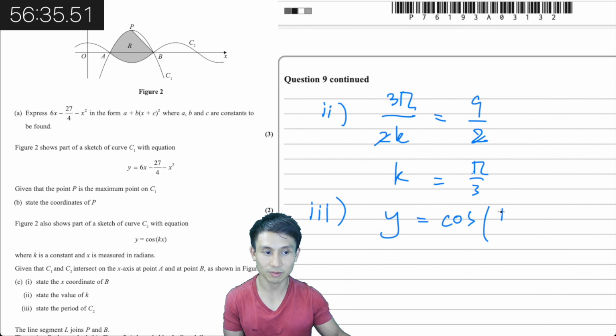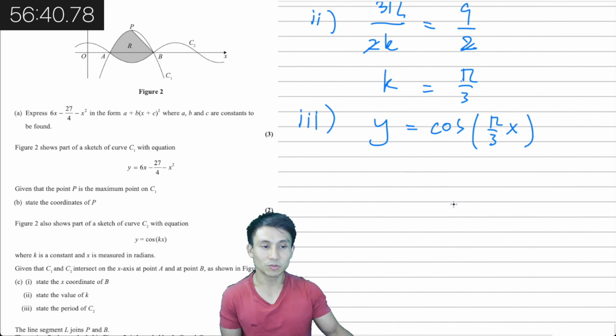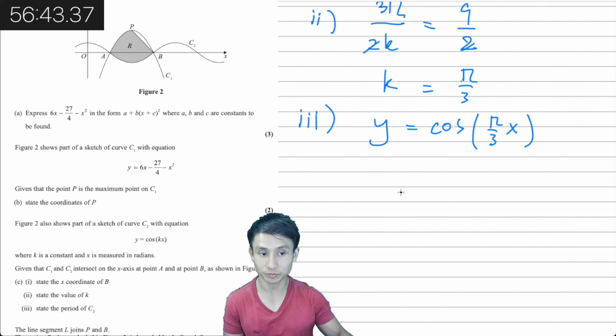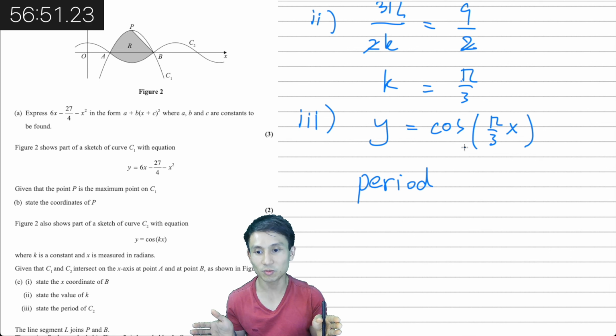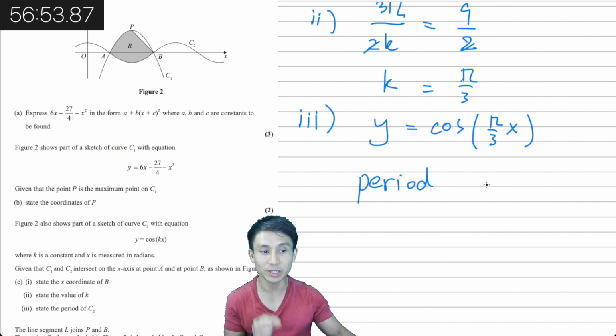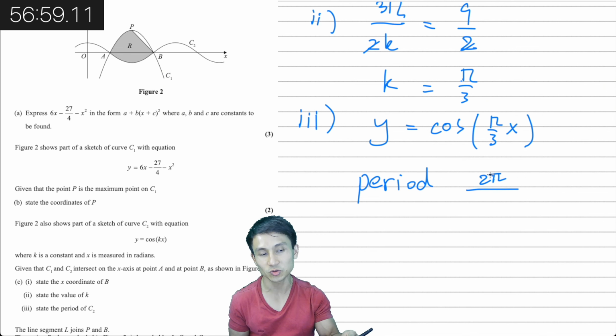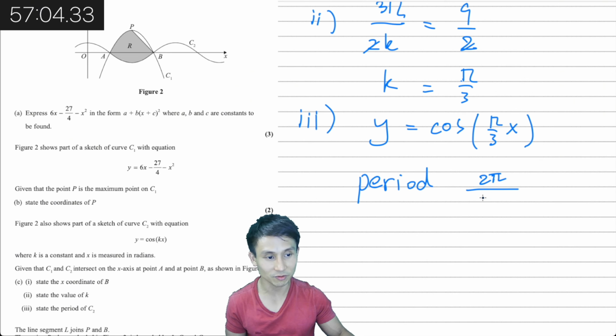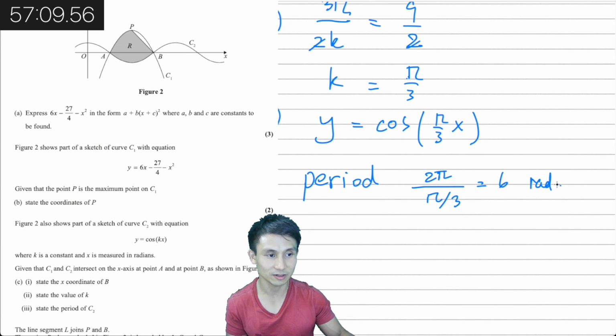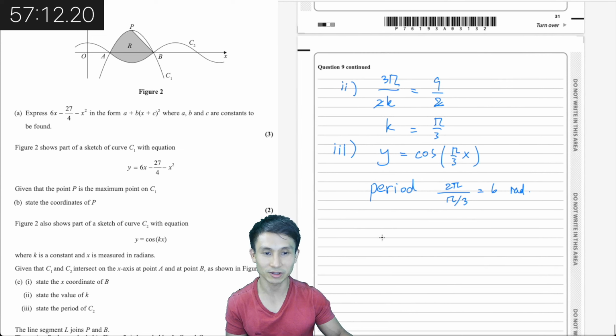Okay, so this is pi over 3x, right? So the period would be... The normal cosine function has a period of 2 pi. If you multiply by the k value there, the period would be 2 pi divided by k. For example, if it's 2, then the period would be pi instead. If it's pi over 3, we just divide 2 pi by pi over 3, so we get 6, basically. So it's just 6 radians. Yeah, that's the period value.